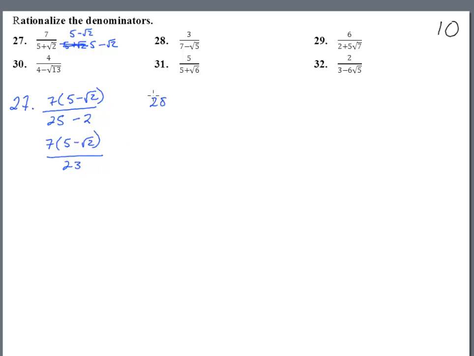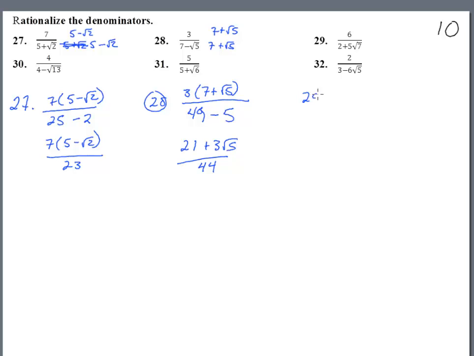Good. Number 28. Multiply by the conjugate on top and bottom. That's 7 plus the square root of 5, 7 plus the square root of 5. And we get 3 times 7 plus the square root of 5, all over 49 minus 5. This is that difference of squares that's so cool there. So we could distribute that out: 21 plus 3 square roots of 5 all over 44.